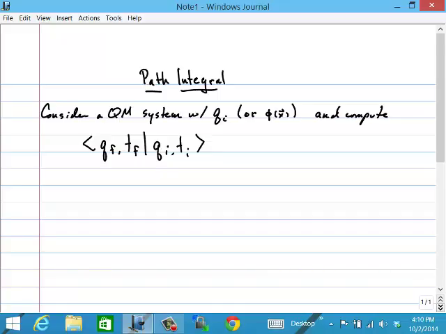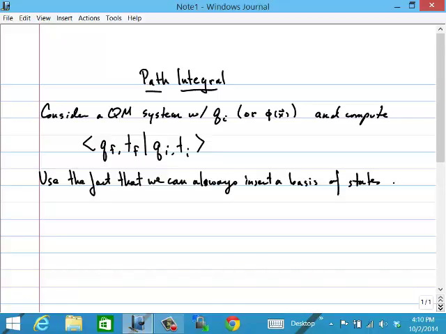In particular, I would like to use the fact that we can always insert a complete basis of states at any intermediate time. Let's call it t, sometime between t initial and t final.